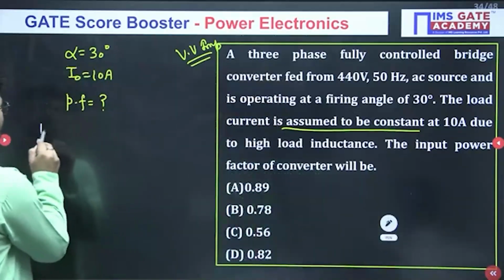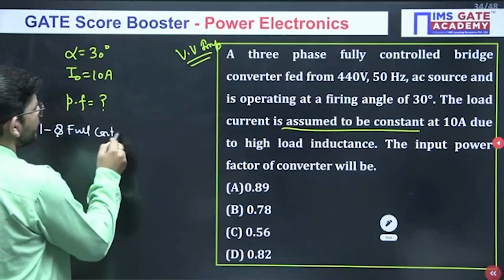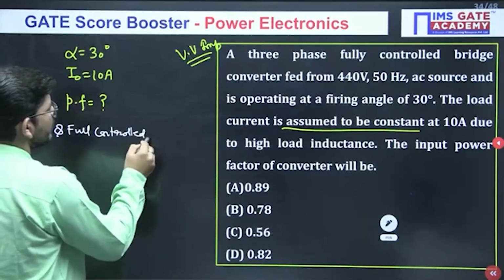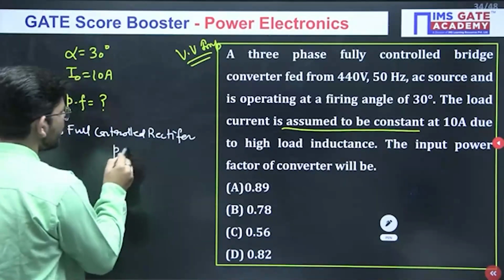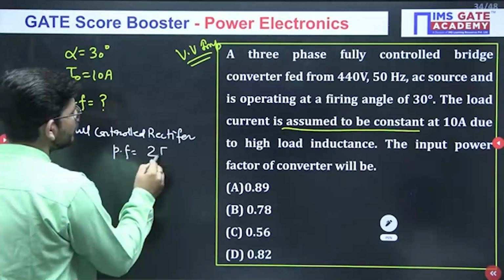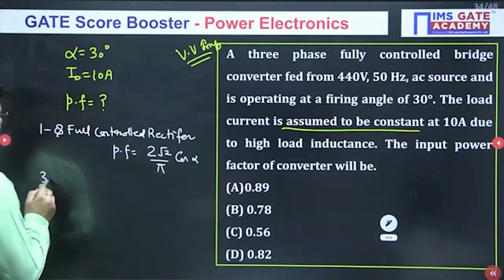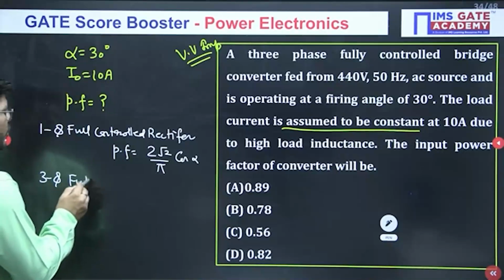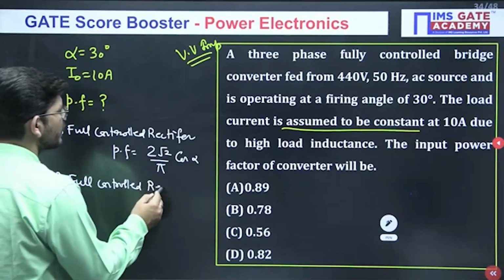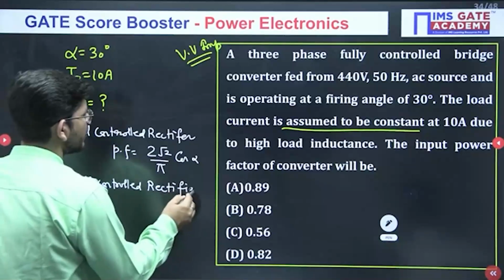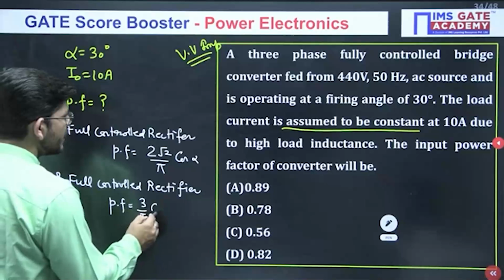So when it is a single phase full controlled rectifier feeding a constant output current, the power factor formula that we have is 2 root 2 upon pi cos alpha. Okay. And when it is a three phase full controlled rectifier, then the power factor formula is 3 by pi cos alpha.